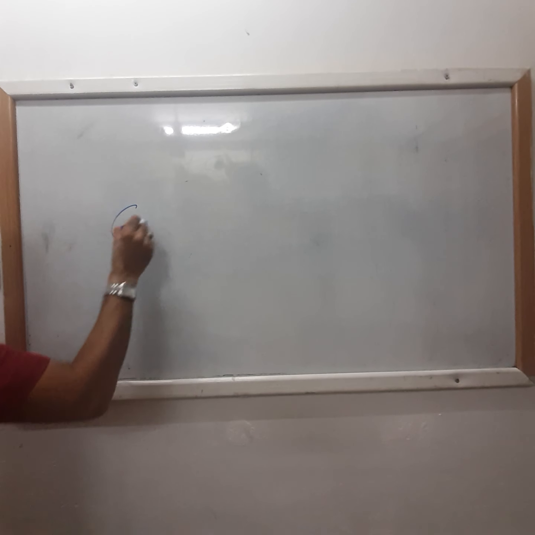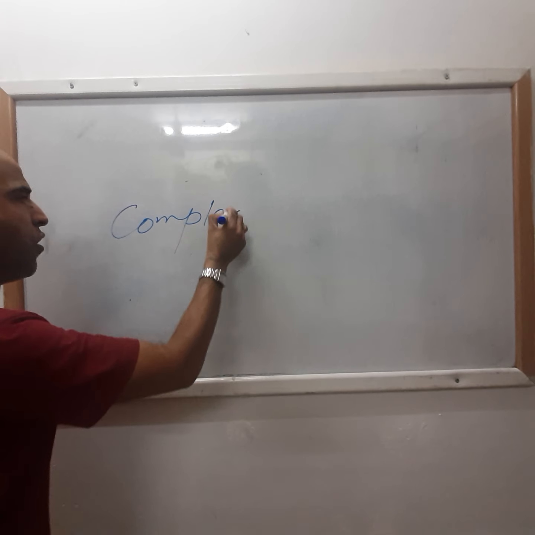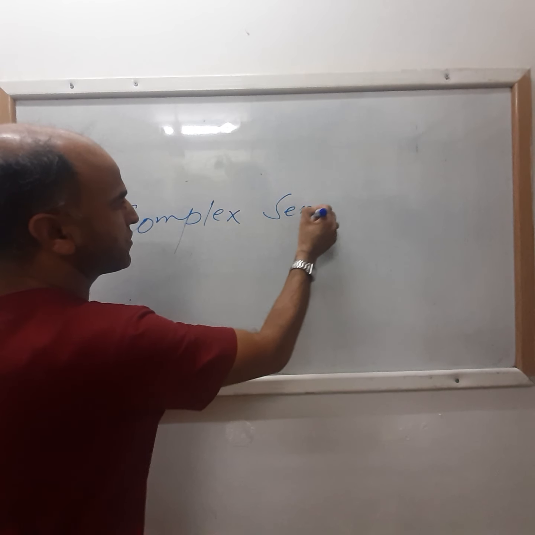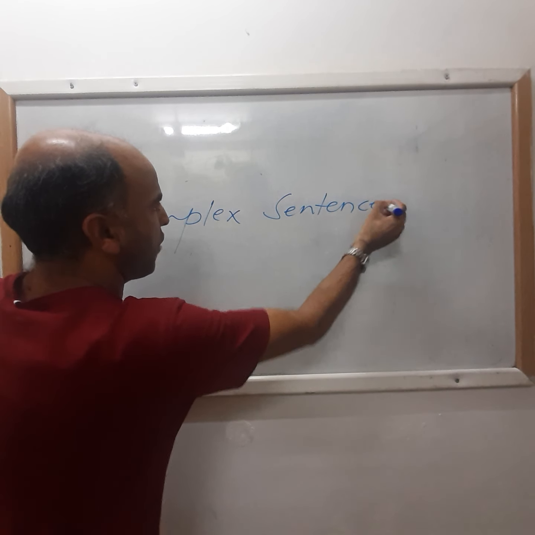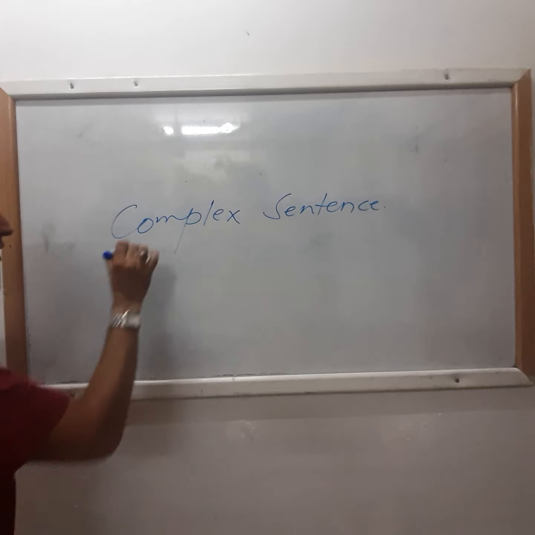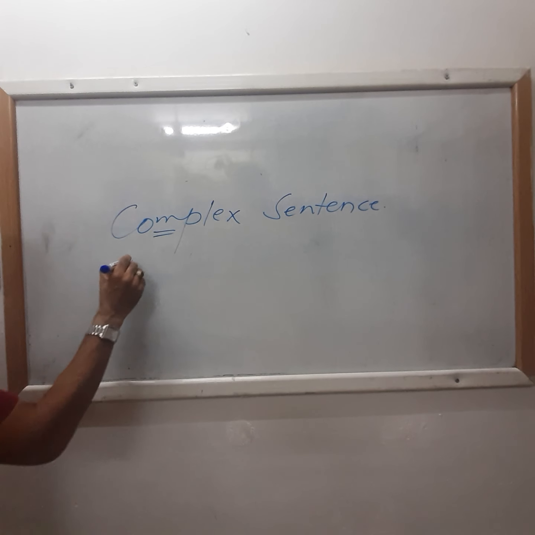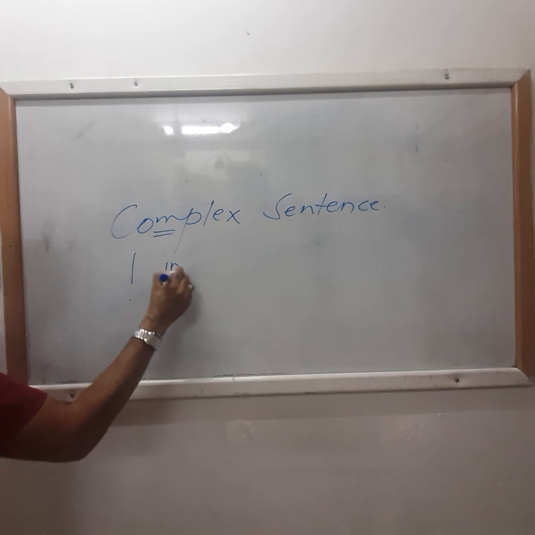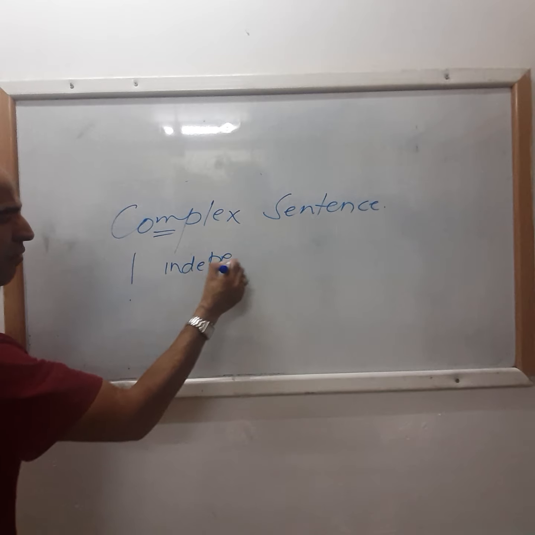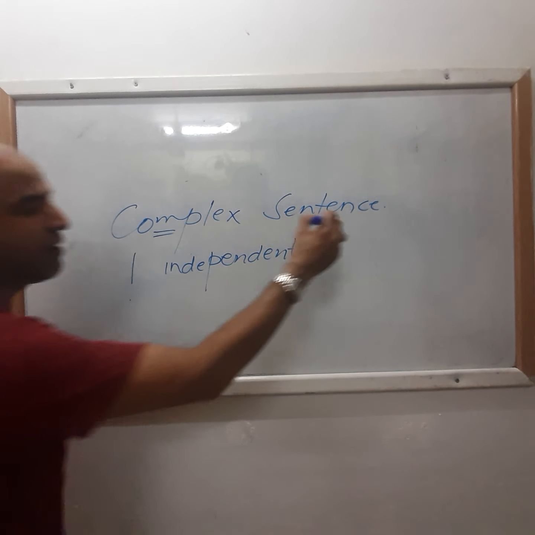Complex sentence, as the name itself signifies, complex sentence. Okay, complex, complicated. So it's not as much complicated as its name signifies. So a complex sentence is actually a combination of one independent and one or more dependent clauses.